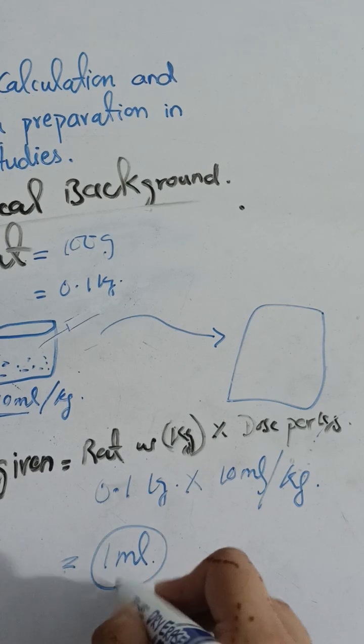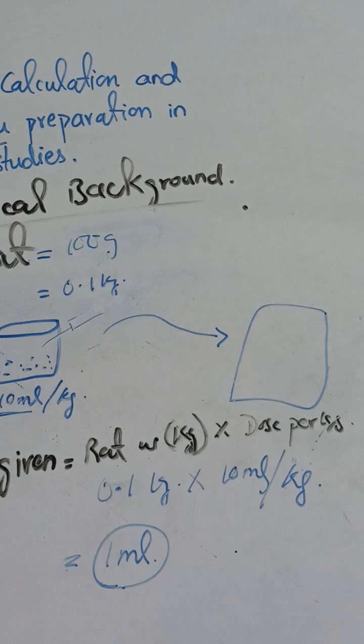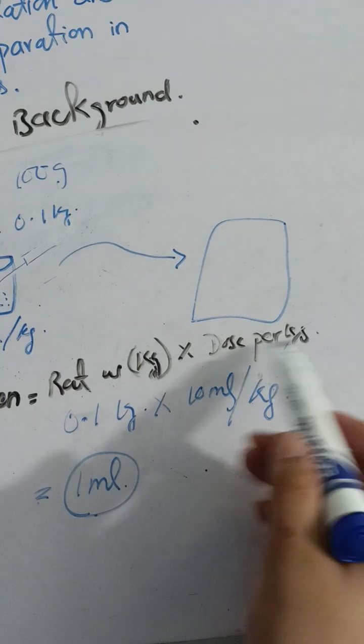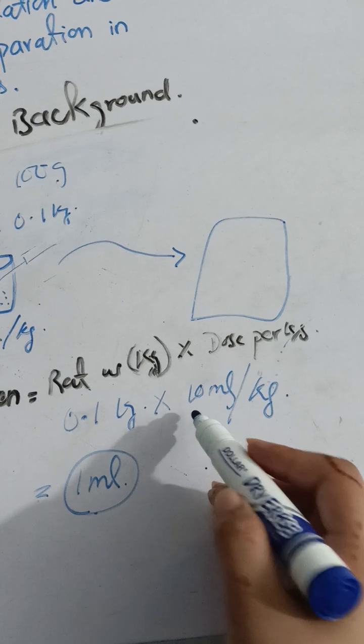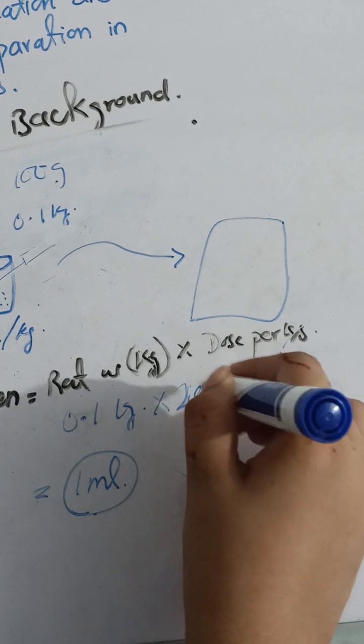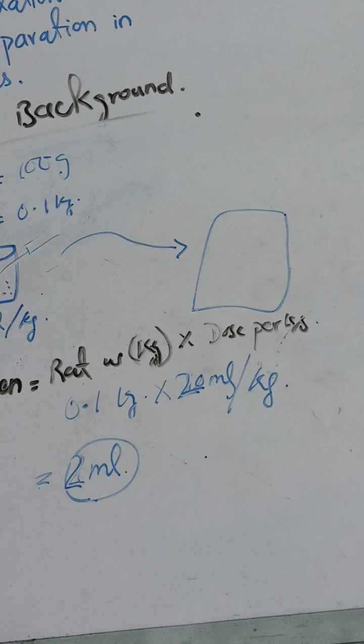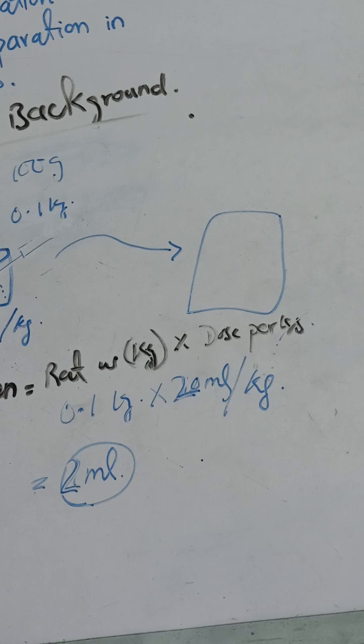So it means you will give a 1 ml injection to the rat whose weight is 100 gram. If the weight changes, then all our calculations will change. Okay, let's suppose that I just change the dose per kg. I tell you that it should be 20 ml per kg. So you multiply it and your answer will be 2 ml. So you will easily say to me, ma'am, we will inject 2 ml of that injection to our rat to give the particular dose. So this is the way you calculate all of these kinds of things.